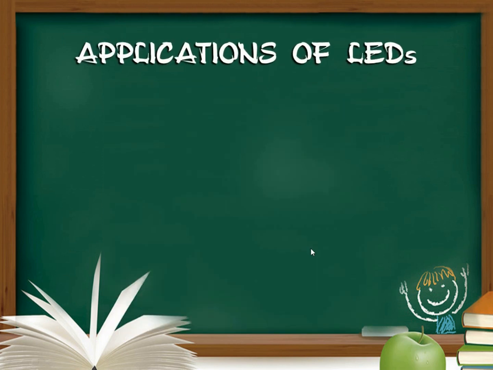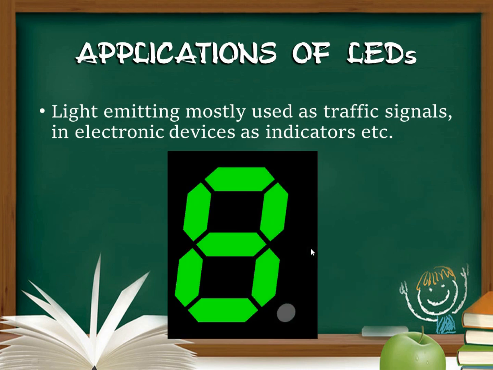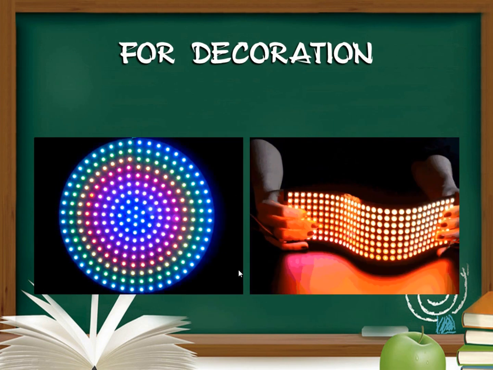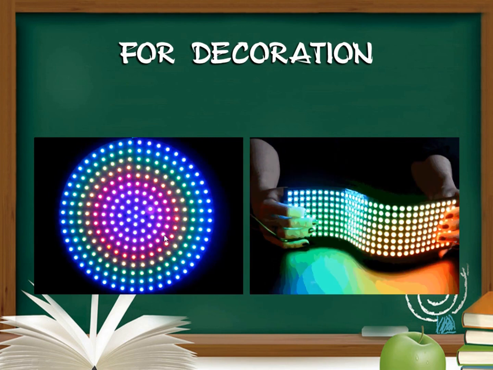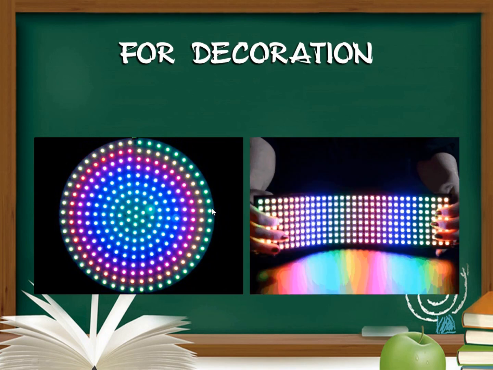The applications of LED. Number one, it can be used in traffic signals. I know we've always seen this. This is a 7-segment display that shows how to display different numbers. So on our traffic light, we make use of LED to display signals. And the other one is for decoration. You can use LEDs for decoration. As you can see, the lights here are looking beautiful.